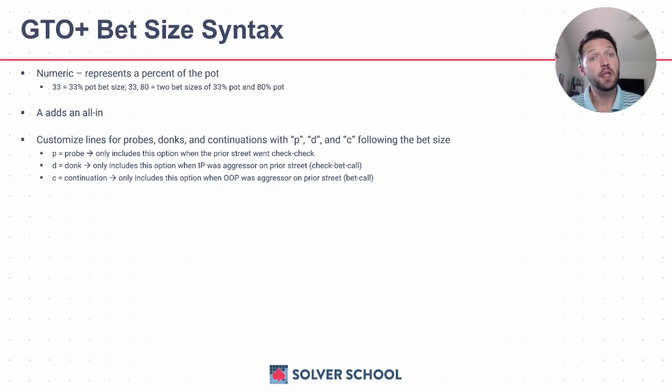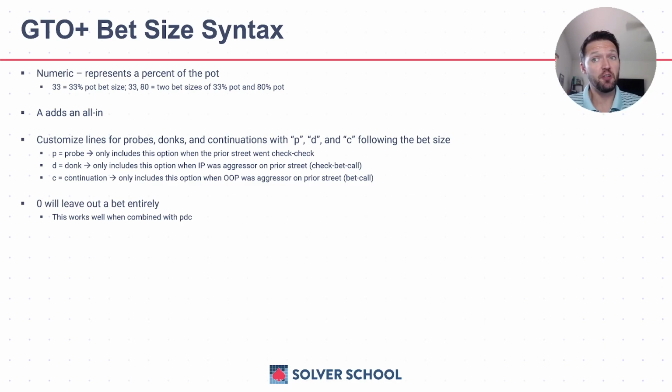Now the next option that we have here in GTO Plus is putting in the number 0. And what that's going to actually do is leave out a bet entirely. So if you want to force a player to check on a particular street, or if you want to force a player to not have any betting options on a particular street, you can put in the number 0, and that's going to leave out a bet entirely.